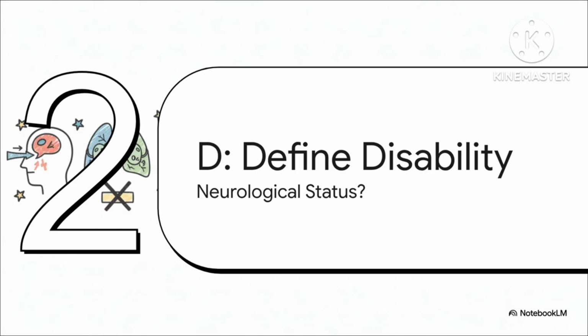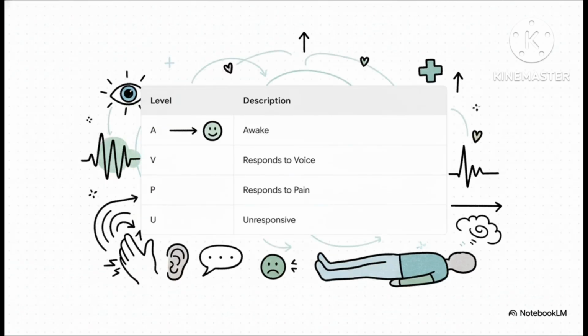All right, let's move on to D for disability. This is where we assess the patient's neurological function, and we usually start with their level of consciousness. The AVPU scale is your go-to for a quick initial assessment. It's a super simple way to find out if the patient is A, for awake, V, for responding to voice, P, for responding only to pain, or U, for completely unresponsive. It's a great starting point before you move to a more detailed scale.